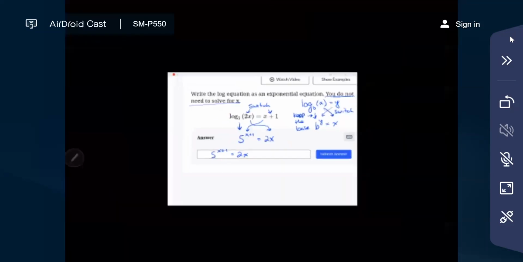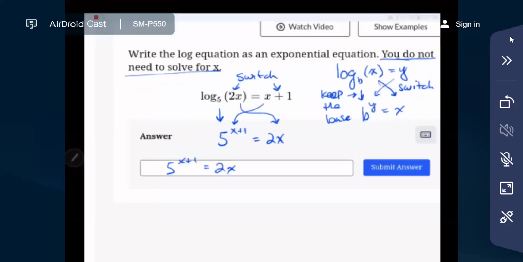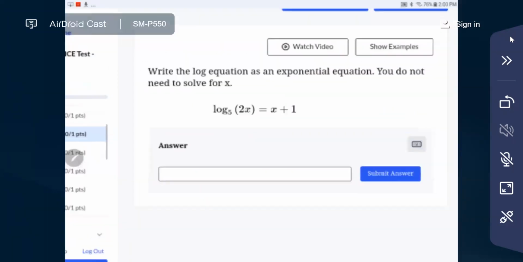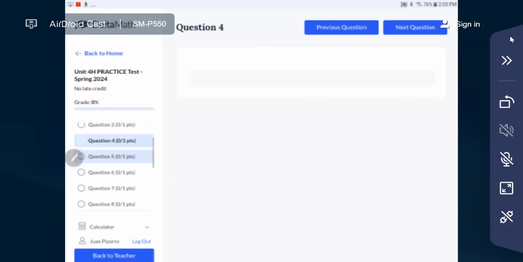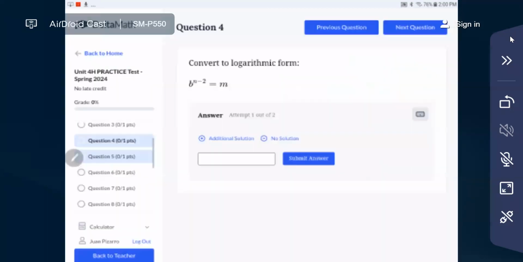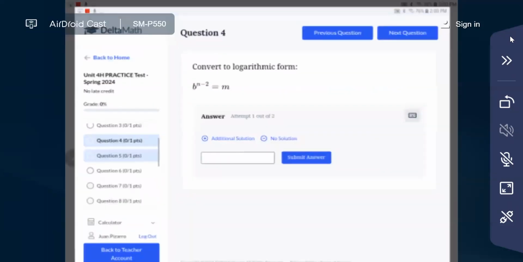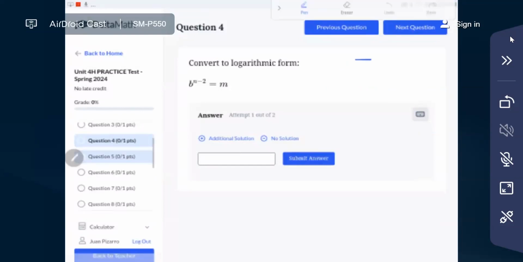Whoops. Wrong thing. Sorry. There we go. On to question number 4. And we're going to use the same idea that we just talked about. So in this case, when we start with the exponent, we keep the base.